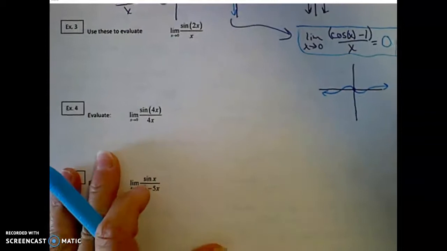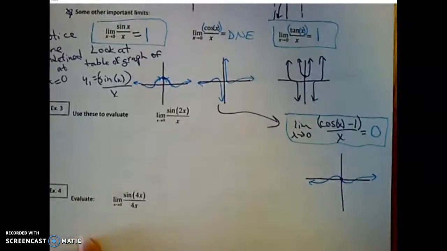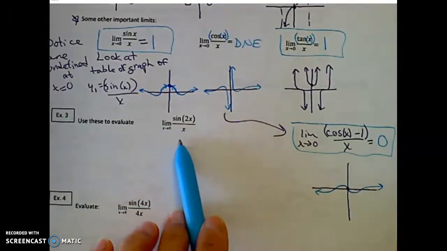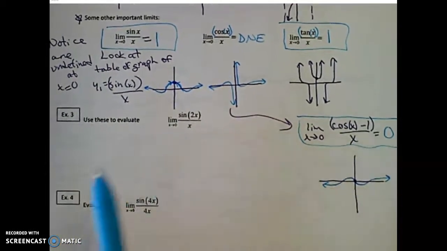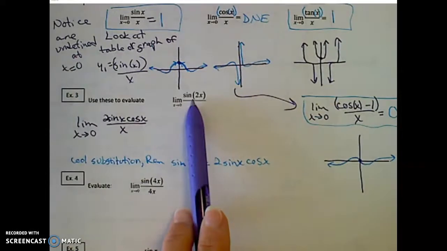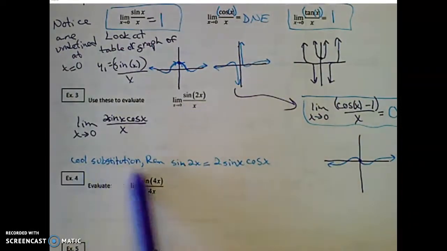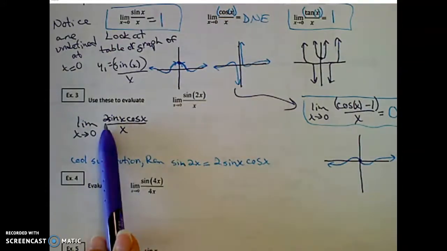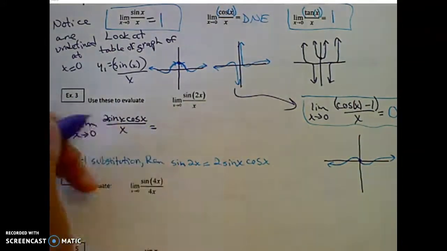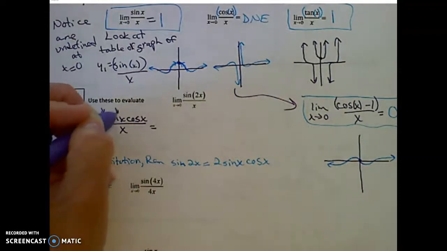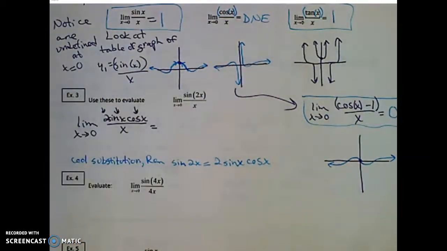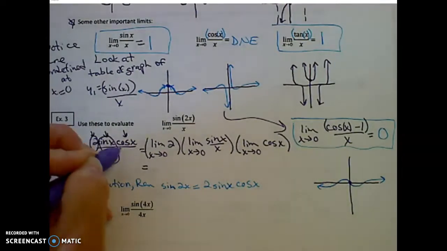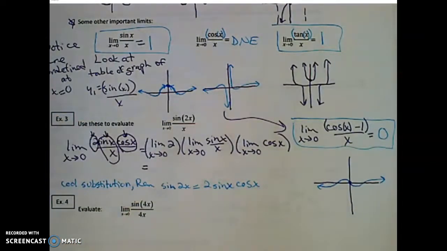All right, so how could we use one of those above to evaluate the limit as x approaches 0 of the sine of 2x over x? What would that be? Watch this. For that numerator, I'm going to use a cool substitution. This was a trig identity. Sine of 2x is equal to 2 sine x cosine x. Now I'm going to separate this into a product of 3 limits.